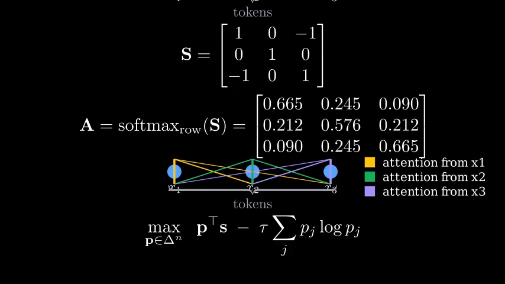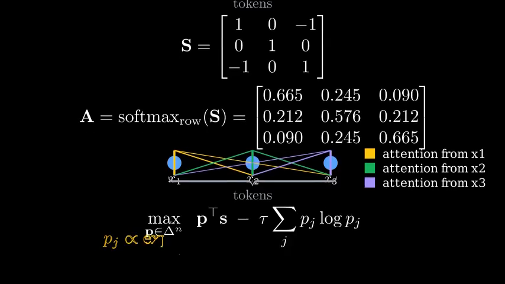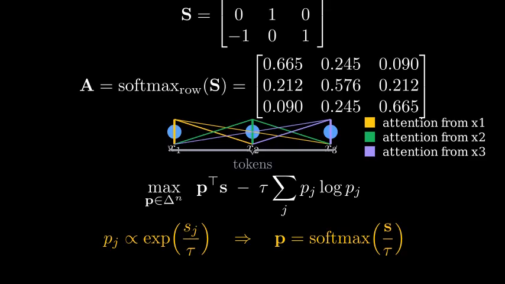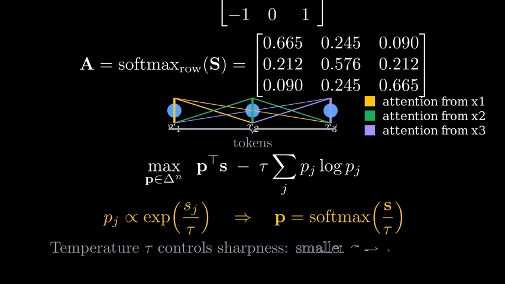If we write the Lagrangian and set derivatives to 0, we get the well-known closed form. P_j is proportional to the exponential of S_j over tau. After normalization, P equals softmax of S divided by tau. In transformers, we use 1 over the square root of d_K as a scale, which corresponds to a temperature tau equal to the square root of d_K.